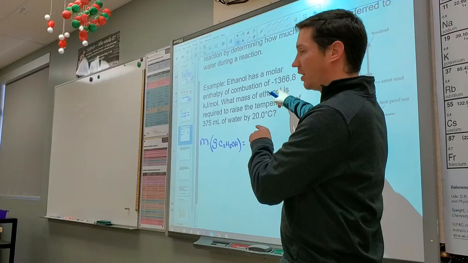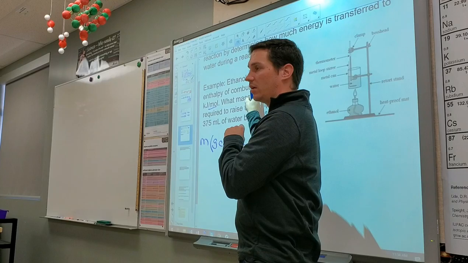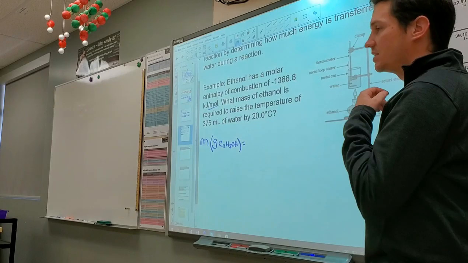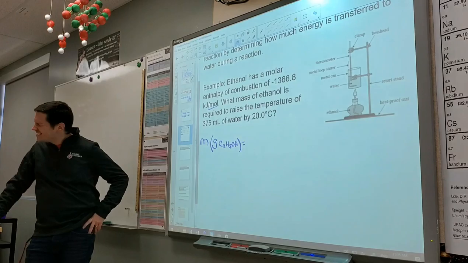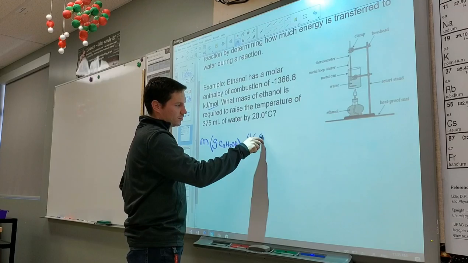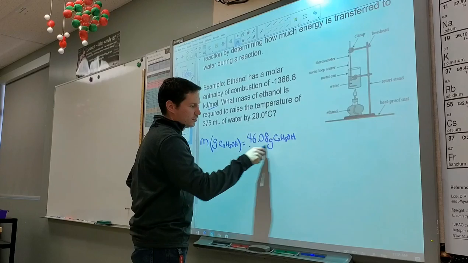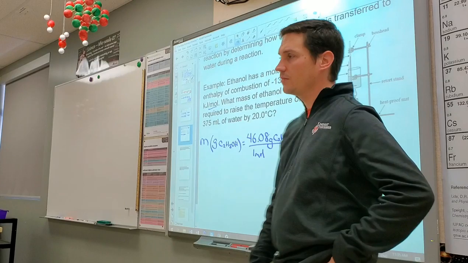What do you know about the mass of ethanol? Do you see any grams in here anywhere? No. But what do you see about ethanol in here? I see moles of ethanol. So what does that illustrate to you? What do you need? Molar mass. You need the molar mass of ethanol. So let's calculate the molar mass of ethanol. 46.07.